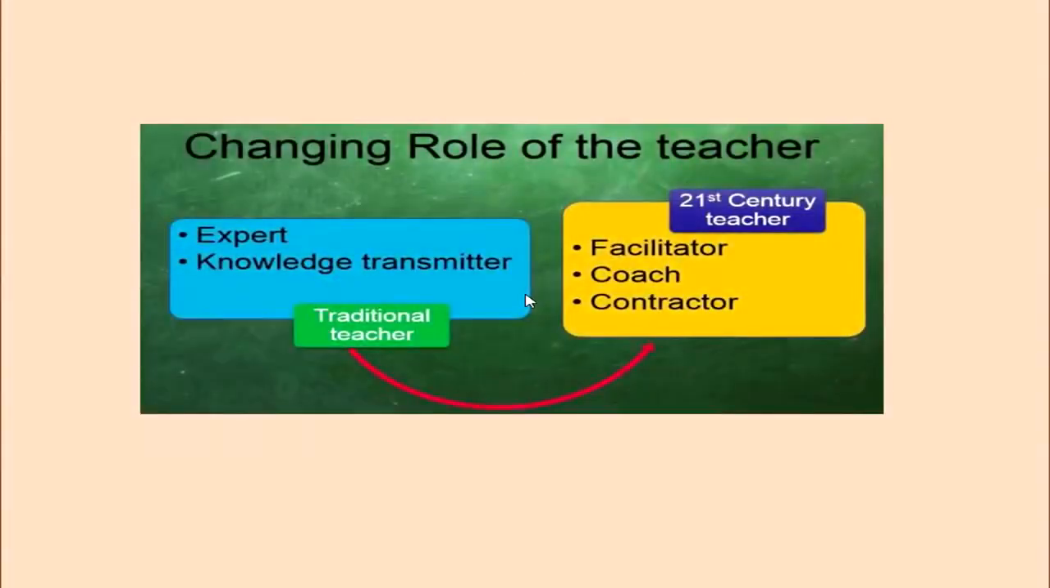So, we talked about the changing role of a teacher from an expert and a knowledge transmitter to a facilitator, coach and a contractor. These were the different ways that can be used in the classroom. So, we talked about teaching for behavior modification by using the behavior modification approach, teaching for development of cognition, and teaching by construction of experiences and knowledge construction.